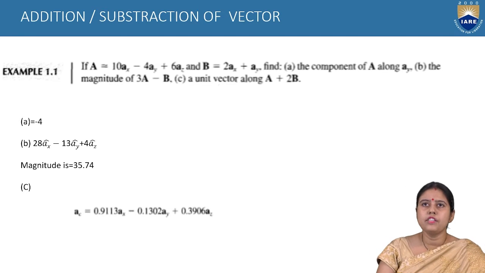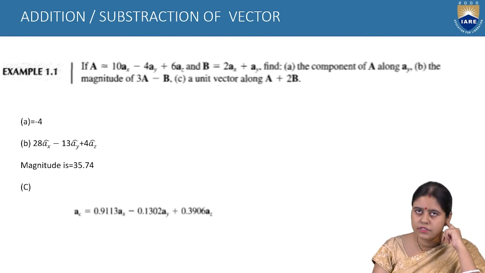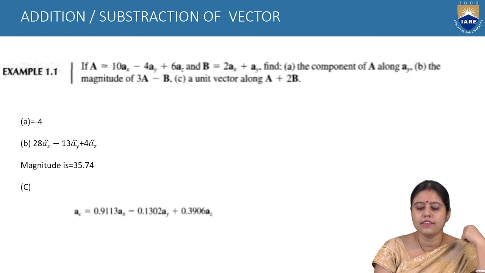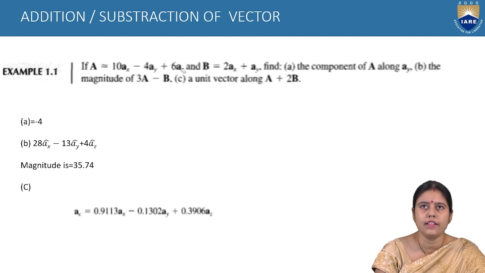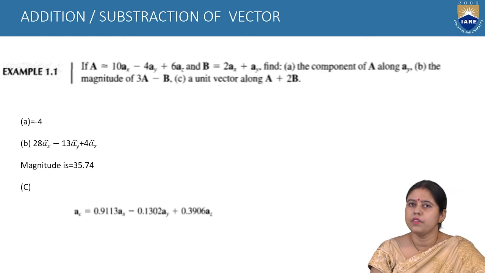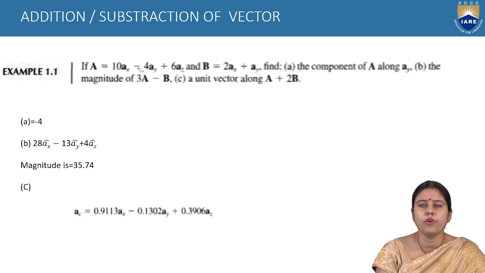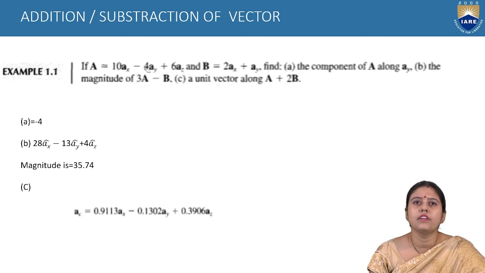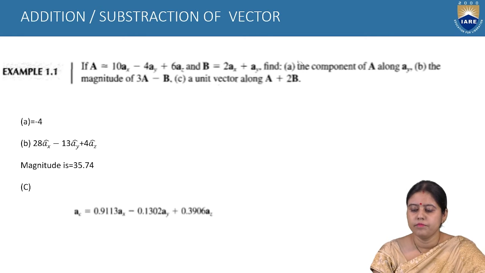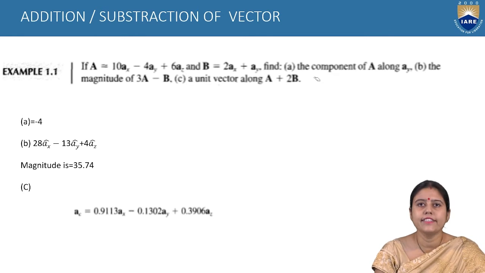Let's do one problem. This problem is from the Sadiku book, and it is a good book for all. So first A is given as 10AX minus 4AY plus 6AZ. B is given as, actually in the old books, the bold letter means the vector. In this book, bold letters mean the vector. B is equal to 2ax plus ay. Find the component of A along AY.